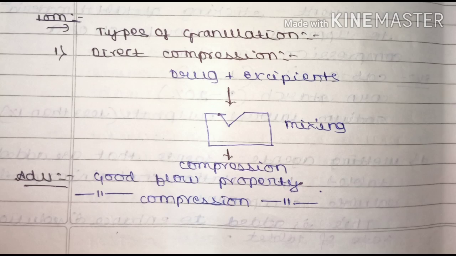Direct compression is a very easy method in which the drug and the excipients are taken and mixed in mixing equipment such as the Vicon blender or the planetary mixer, and after mixing, it is subjected to direct compression. The advantages are that it has good flow property and good compression property.